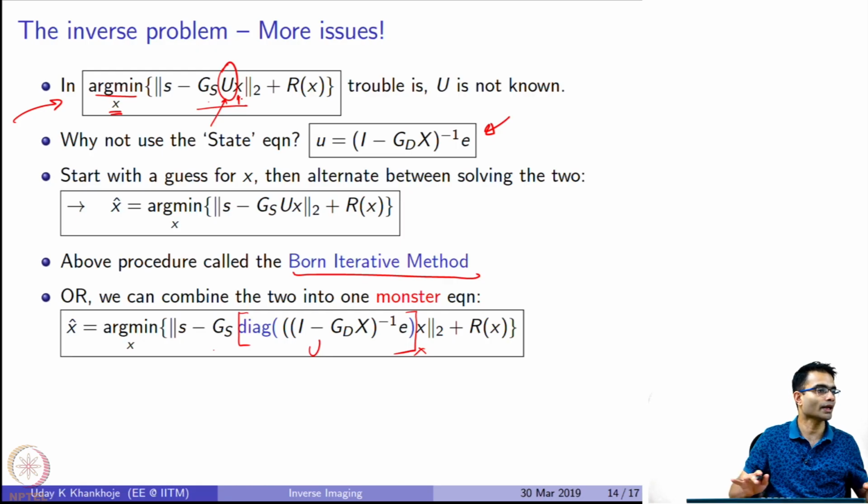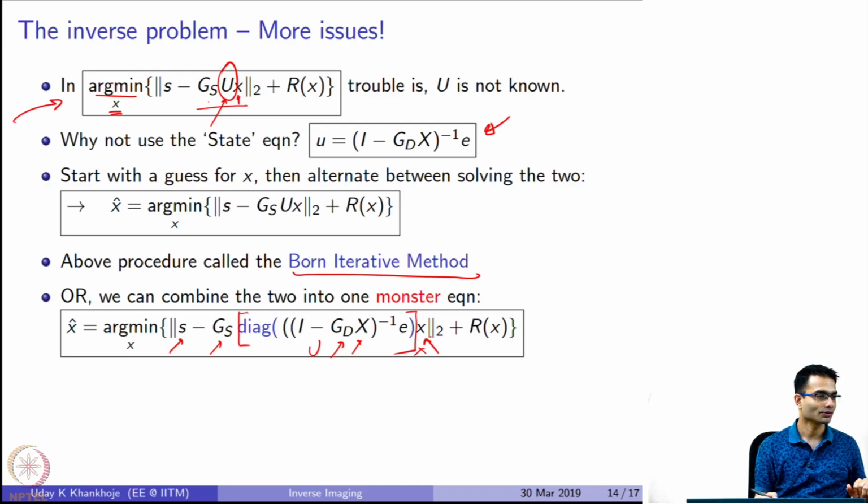Now I have eliminated any intermediate variables. It's only an equation in x, right? Because s is measurement, Gs is known, Gd is known. I have my x over here, I have my x over here. So this is a very complicated looking equation, but it's an equation in one variable, one unknown x.